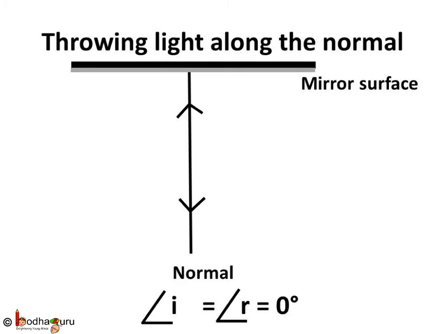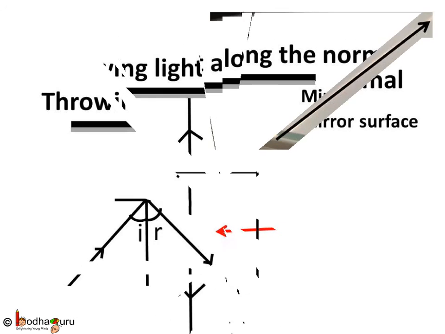So we can say here the angle of incidence is equal to 0 and angle of reflection is also equal to 0, as both of them coincide with the normal. So in this case too, the law of reflection holds true. That is, angle of incidence is equal to angle of reflection.